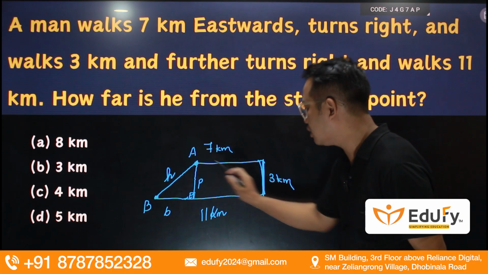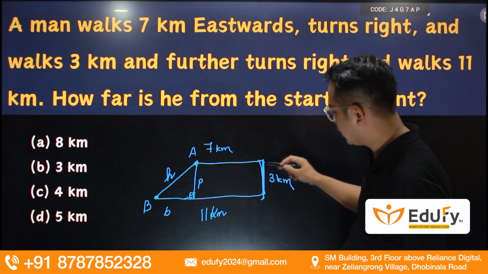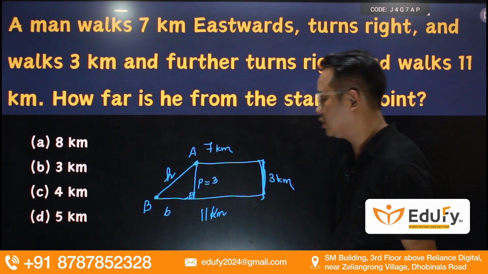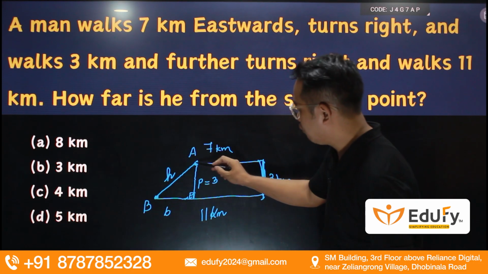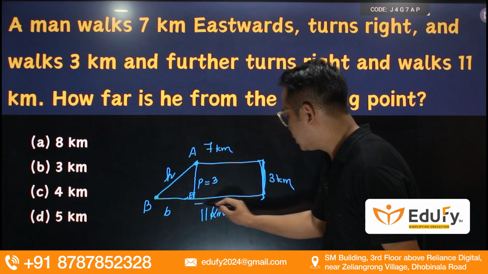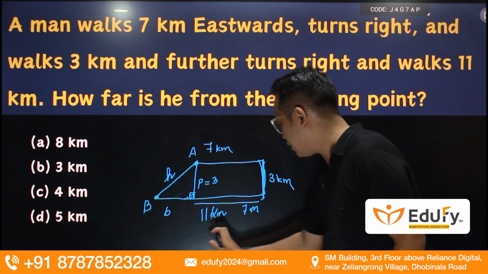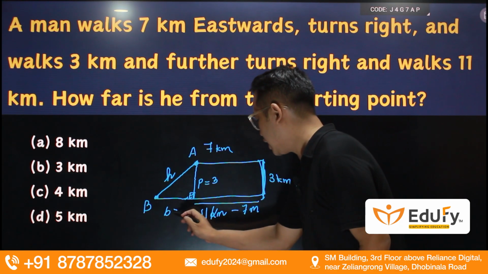Okay, so this is a rectangle, and in rectangles the opposite sides are equal and parallel. If you look, this is 3, so obviously your perpendicular should also be 3 kilometers. Same with the base: this is 7 and this is 11. So from here till here, this distance would be 7 kilometers. Okay, so the remaining would be 11 minus 7, which should give you your answer as 4.